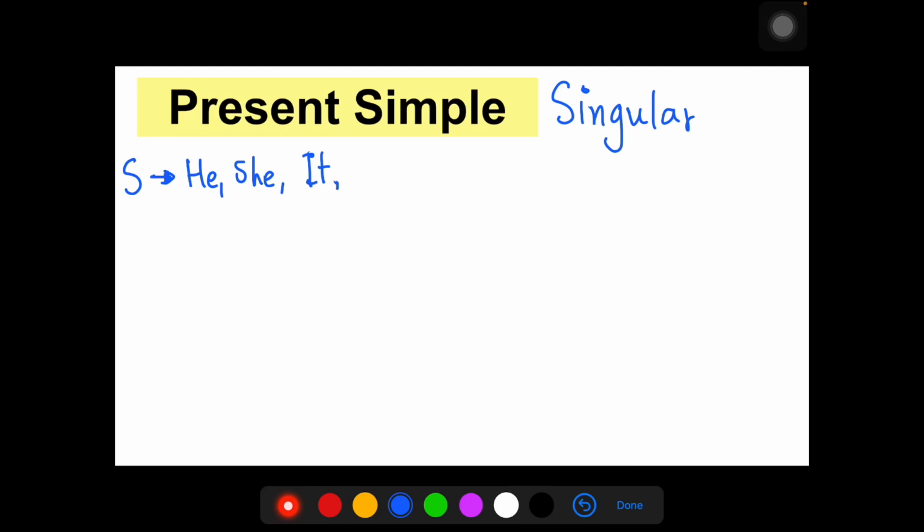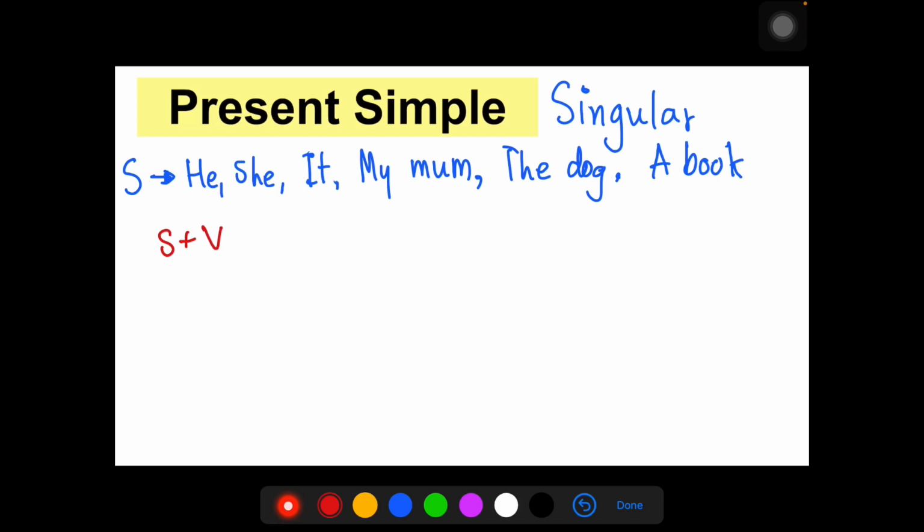For example, my mom, the dog, a book. Oops, sorry. So this one would be a book. That's that. So the formation is the same. We said begin it with the subject, then the verb.